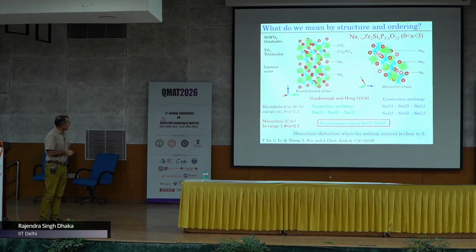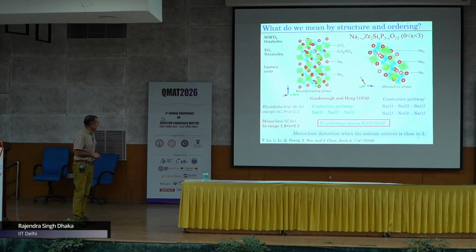So this is what I mean by structure or the ordering. The rhombohedral phase here is shown, as I said before, and this is the famous NASICON example, long back studied by Goodenough. And this is the monoclinic structure. The interesting part is that the conduction pathways for sodium transport change, mainly because of the sodium sites. You can see here there are 2 sodium sites, however in the monoclinic phase there are 3 sodium sites, and therefore the paths are different in different structures.